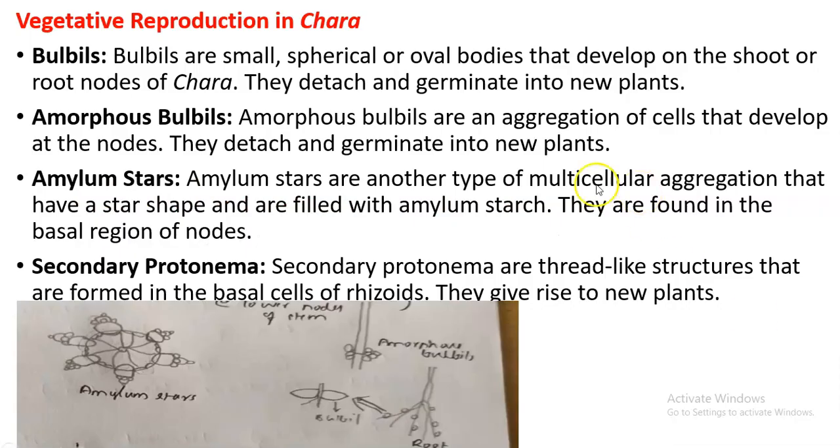About vegetative reproduction, Chara reproduces in 4 methods. Actually, one is through bulbils. There are 2 categories of bulbils. That's why it is called 4 in number. Otherwise, only 3: bulbil, amylum star, and secondary protonema. We'll go to the next slide first, then we'll come to this.